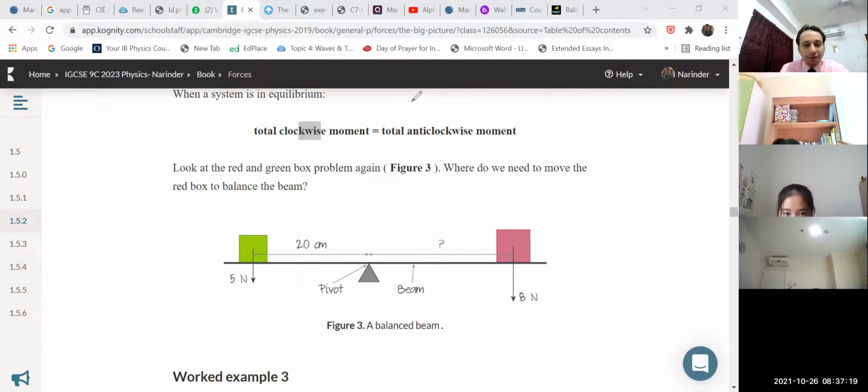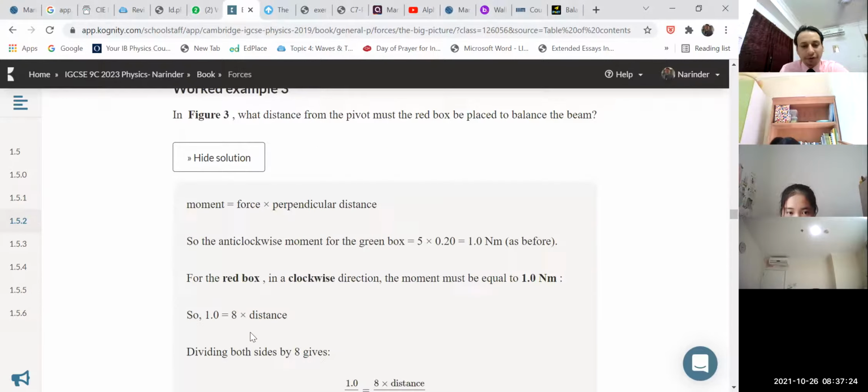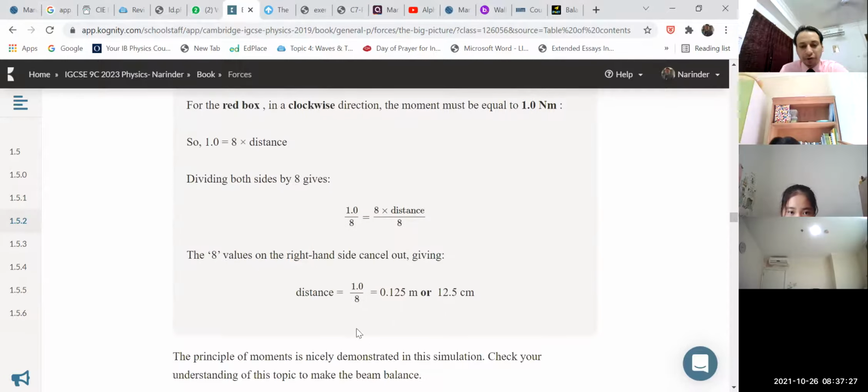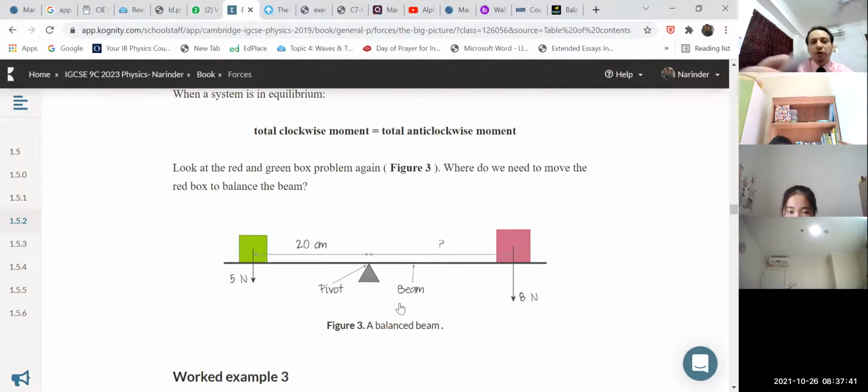And let me check the answer here, if it is given or not. So the solution is there: 1 into 1 by 8 is equal to 0.125 meter, or in centimeter 12.5 centimeter, children. So that is the answer. It means the red box should be placed at a distance of 12 and a half centimeter. Suppose this is the position, 12.5 centimeter. That is the position where the beam will be balanced. I received one answer here: 1 divided by 8 is 0.125. Okay, thank you, Kim.